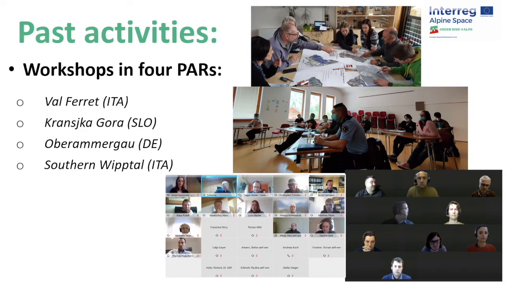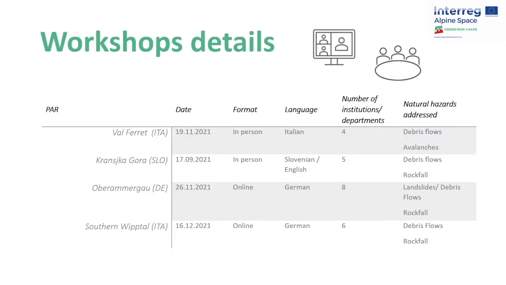So throughout the GreenRisk4ALPs project, 4 different rapid risk appraisal workshops were organized in these 4 different study areas that you can see listed here on this slide. So here you can see the workshop details. Some workshops were held in person, others were held online, and in total 4 to 8 different departments were invited to each of the workshops. And here you can also see the natural hazard selected during the identification steps. So debris flows were addressed in all the study areas, while rockfall or avalanches were selected in different study areas.